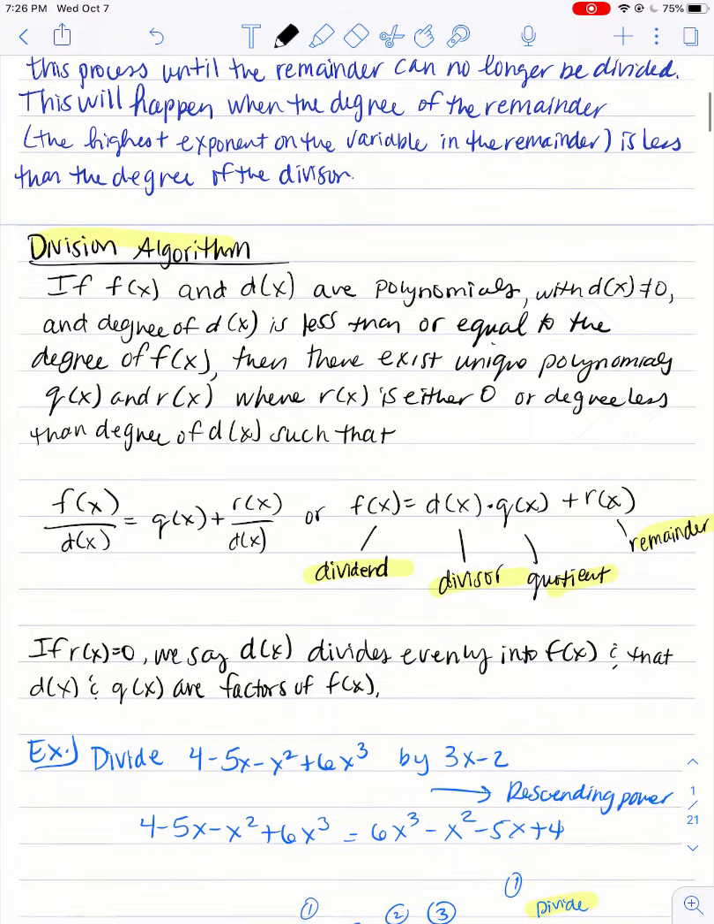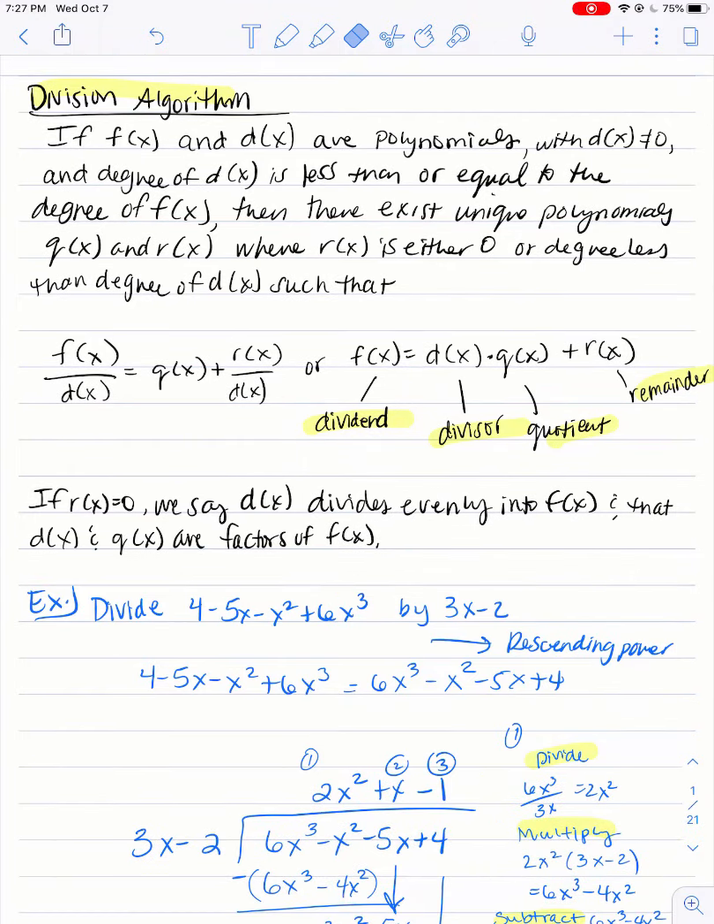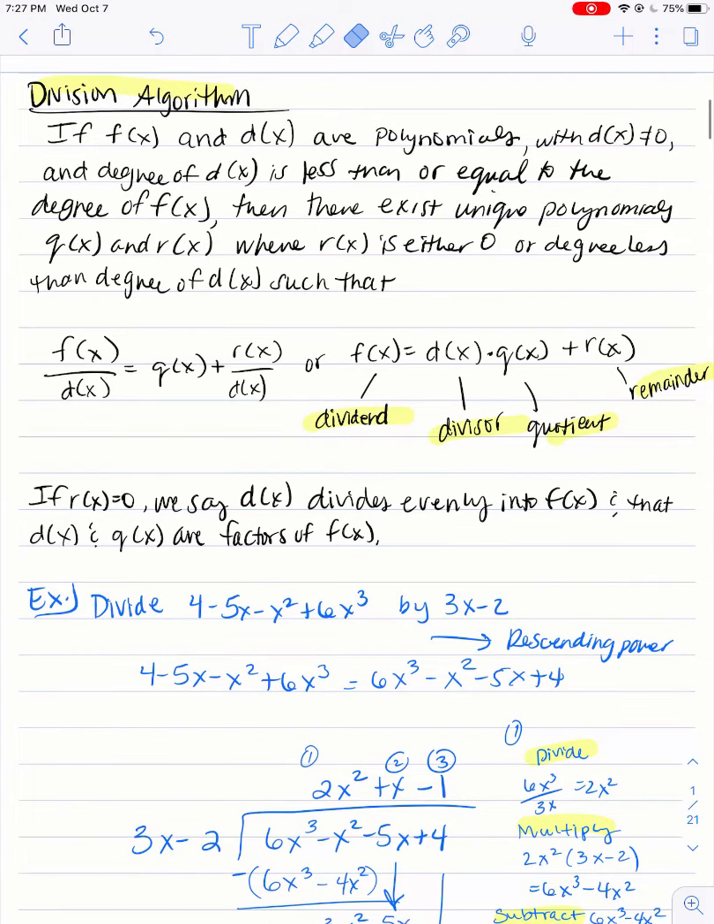Okay, so our division algorithm, applying these rules, is this: if f of x and d of x are polynomials with d of x not equal to 0, and the degree of d of x is less than or equal to the degree of f of x, and that's because we're not going to be dividing x by x squared, since nothing times x squared equals x, then there exist unique polynomials q of x and r of x, where r of x is either 0 or of degree less than the degree of d of x, such that we have f of x divided by d of x equals q of x plus r of x over d of x, where this last part is our remainder.